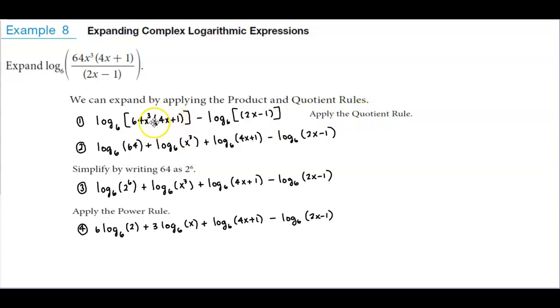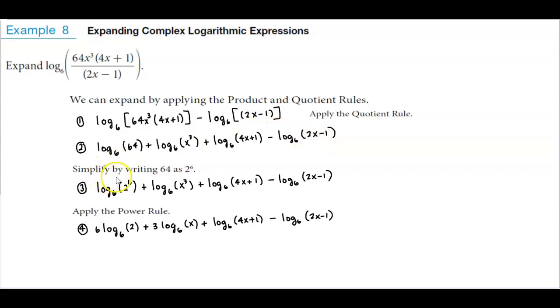Here we have a multiplication, so we can expand that with addition. So we have the log base 6 of 64 plus the log base 6 of x cubed plus the log base 6 of the quantity 4x plus 1. And then we're subtracting one term, so it's minus the log base 6 of 2x minus 1.